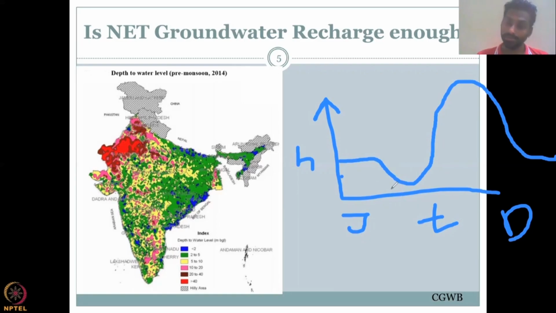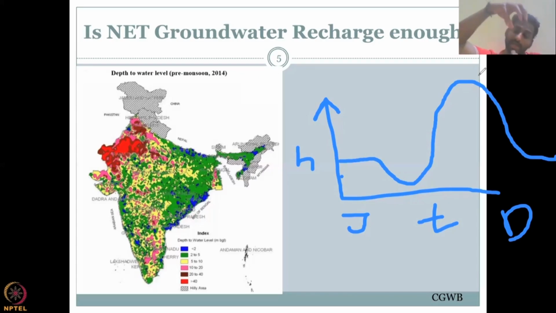If this is happening, the fall of the water level is because of discharge and pumping, etc. And then your recharge happens because of the monsoon. What is net? Net is not only the groundwater recharge happening through your rainfall, but also the seepage, the dams, etc.